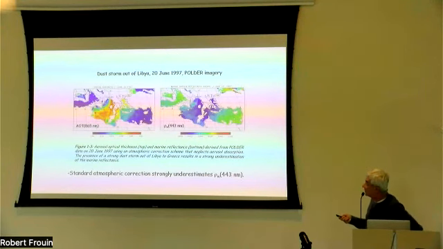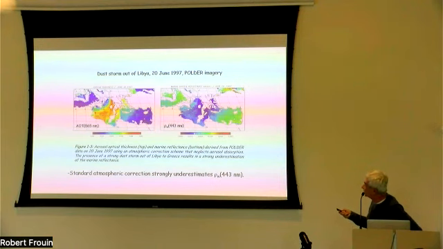And this is an example of a problem that you can get by using a standard atmospheric correction scheme. We have the case of the dust storm of Libya here. This is imagery, and this is the aerosol optical thickness at 865 nanometers. And you can see that you have quite large values in this region. And so this is due to dust from Libya.